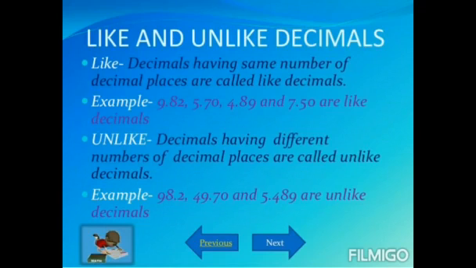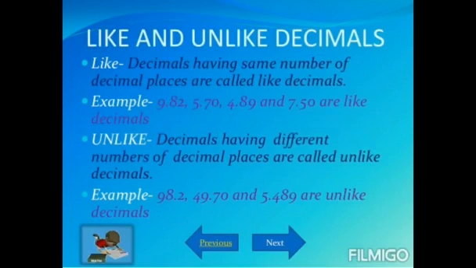Like decimals: decimals having the same number of decimal places are called like decimals. For example, 9.82, 5.70, 4.89 and 7.50. These decimal numbers are like decimals because after the decimal point there are two decimal places, right?